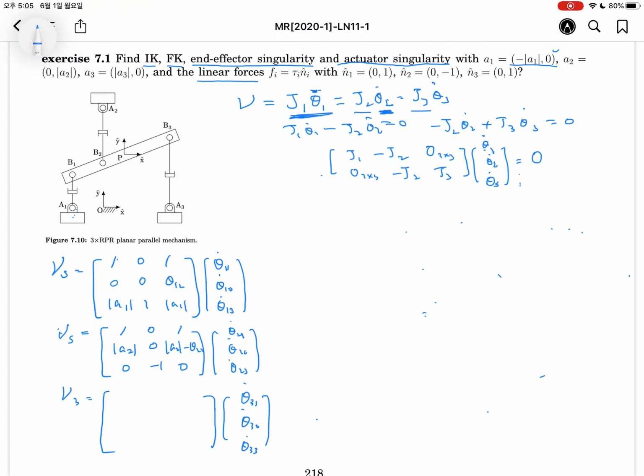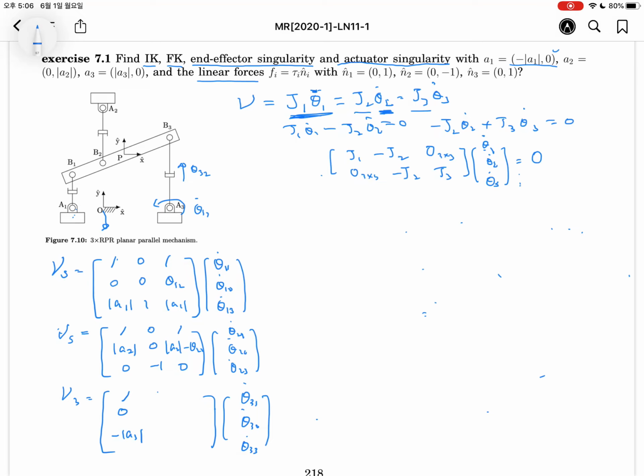Okay, here theta 11 dot and theta 31 dot will make the rotational movement. So 1, and the square axis will move in the minus y direction. So 0 and minus a3, the magnitude of a3. Is it right? The second joint is theta 32.